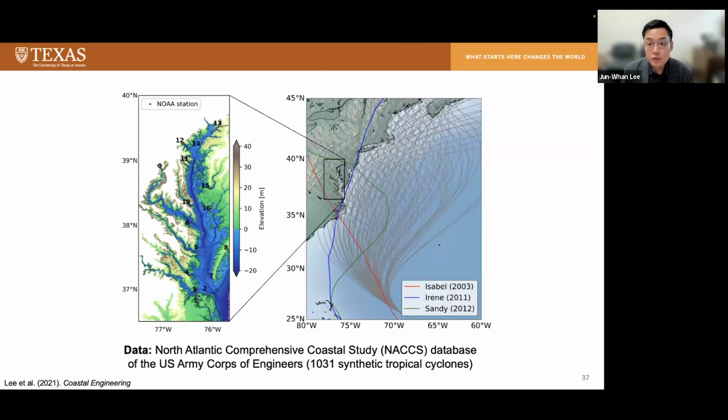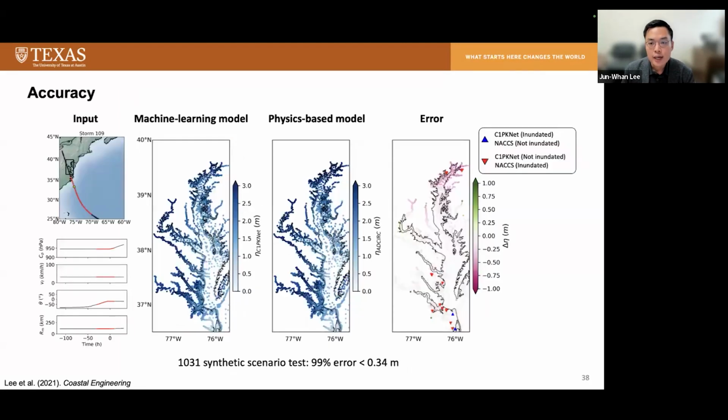And to validate this new machine learning approach, we trained the machine learning model for the Chesapeake area based on the pre-computed database called the NACCS database of the US Army Corps of Engineers. This database includes the ADCIRC coupled with the STWAVE, the high-fidelity physics-based numerical model simulation results for about 1,031 synthetic tropical cyclones. And by selecting a few scenarios as a test set, we validate the machine learning model based on the synthetic tropical cyclones.